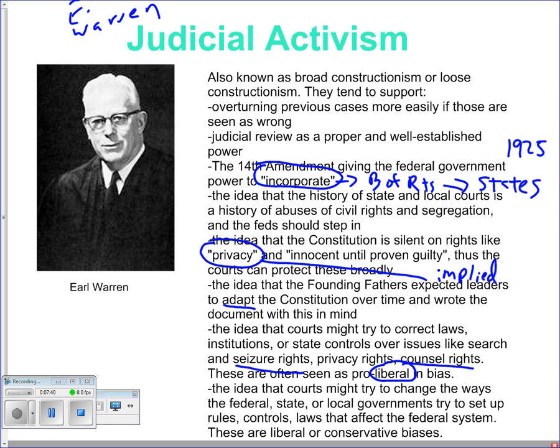And the final thing here is the idea that courts might try to change the laws or change the way the federal, state, and local governments set up the rules, and affect the system. So sometimes you have liberal activist judges, sometimes you have conservatives. You'll notice the court did not practice activism on the healthcare case because the court upheld the existing precedent. They did not overturn the healthcare decision. They allowed it to remain, even though there was talk of the activists overturning the law and thus rewriting new policy.